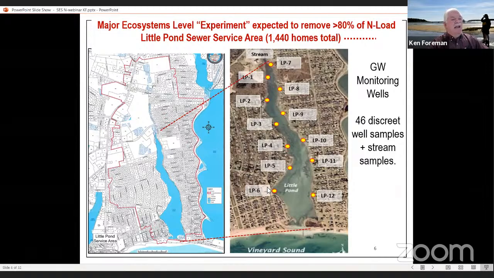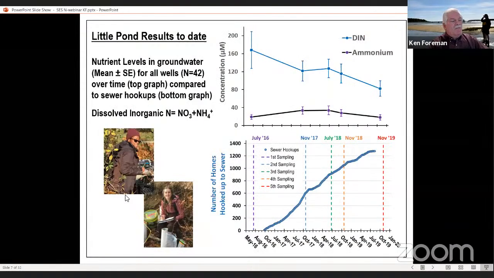We built a network of a dozen multi-level groundwater monitoring wells, in which we can collect about 46 discrete samples to look at how water quality changes in the groundwater as it's flowing into the pond, as the effect of this sewering takes place. And here's what we have found so far. Taking advantage of the SES program, we visit this system every year. We sample this well network. We've done this in July 2016.